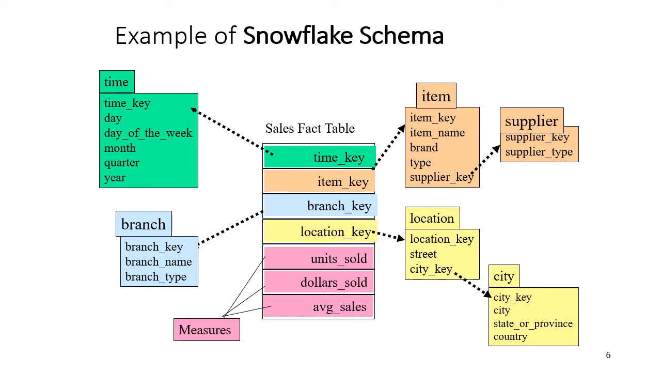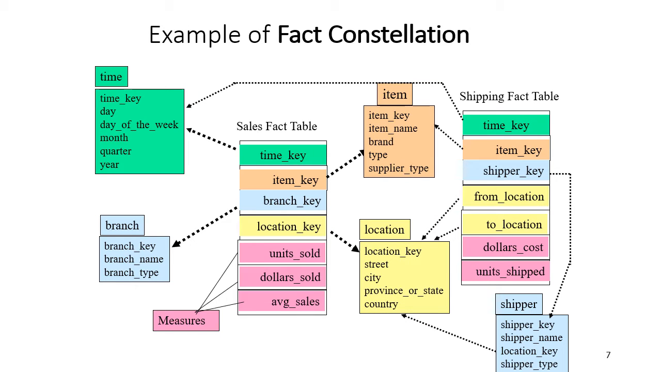This is an example of snowflake schema where you can find that the structure of the fact table is similar while the dimension tables have been normalized. This is an example of fact constellation where you can find that there exist multiple fact tables, and even the dimension tables are normalized. So this is an example of fact constellation or galaxy schema.